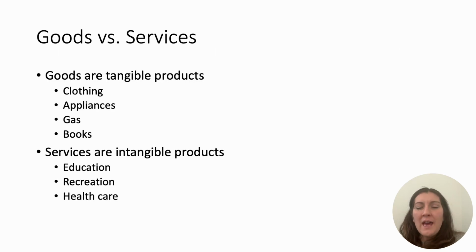Okay, then we have goods and services, and this is what companies provide. Just know the difference between the two. Goods are very tangible. You can touch them, okay? So that's like clothing, appliances, gas, books, stuff. It's your stuff. And then services are intangible, but they're things that we pay for, such as education, recreation, and healthcare. And you really don't want to mix them up because they do act very differently.